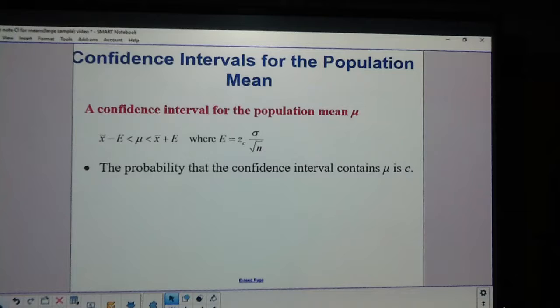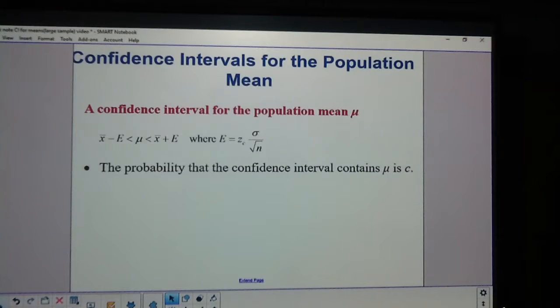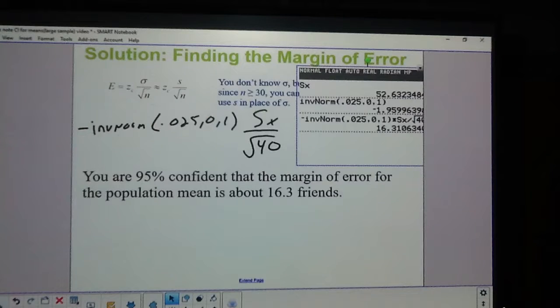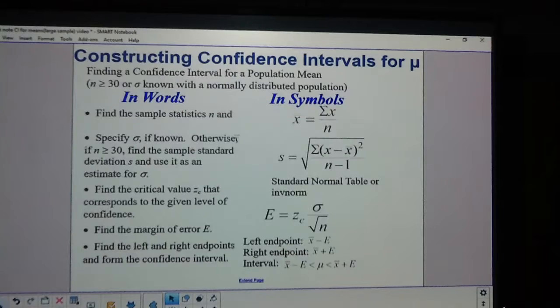I'm going to take my mean now, and I'm going to add and subtract this value that I just got, because that's what E is. So the probability the confidence interval contains that mean is C. And remember, we're 95% confident. So if I wanted to figure that out, skip this for now.